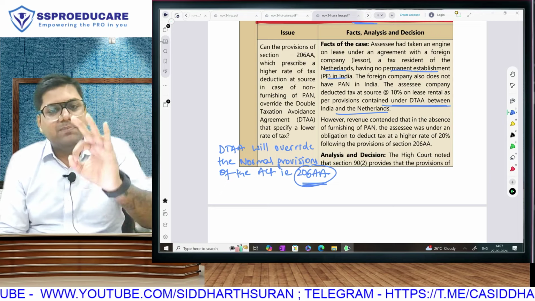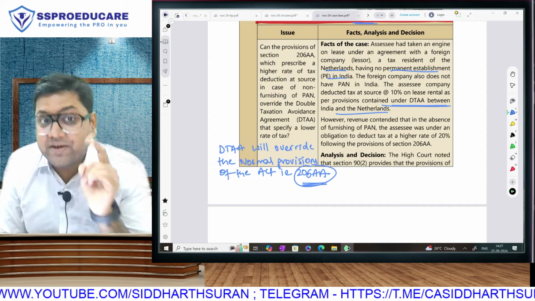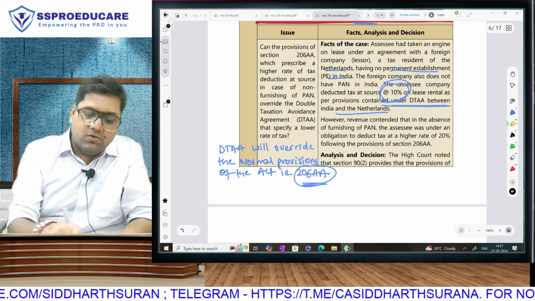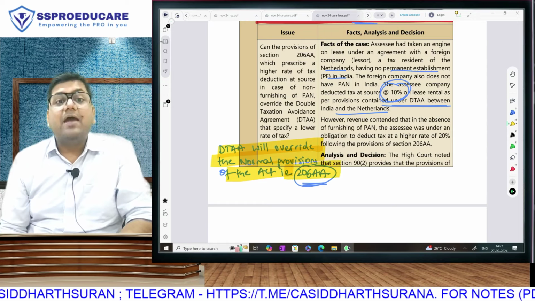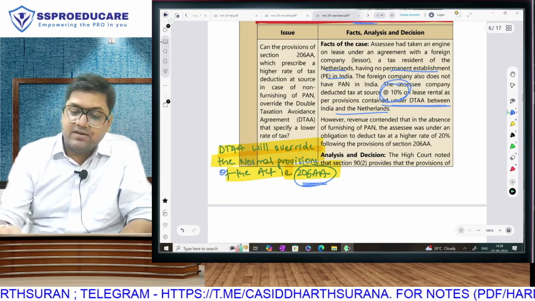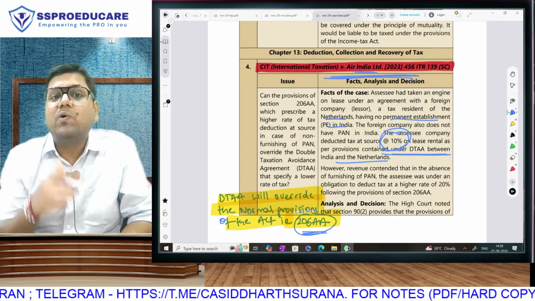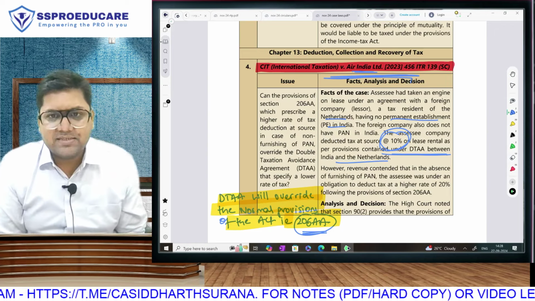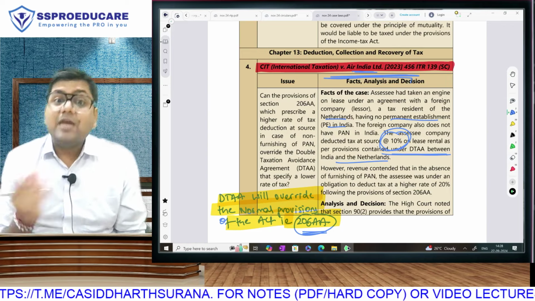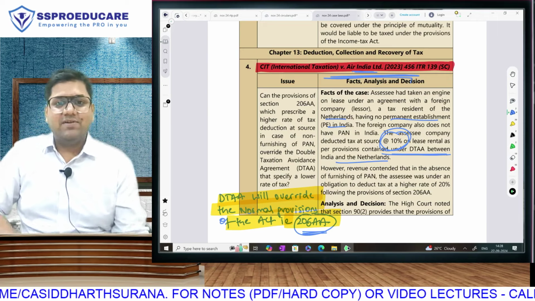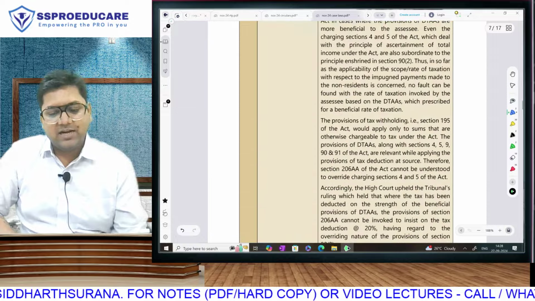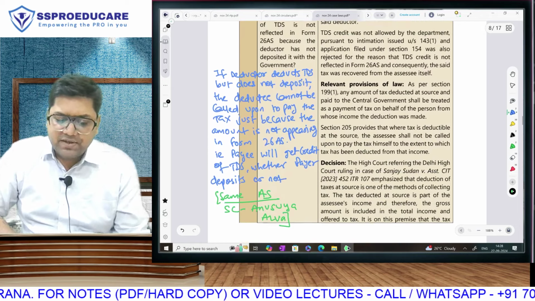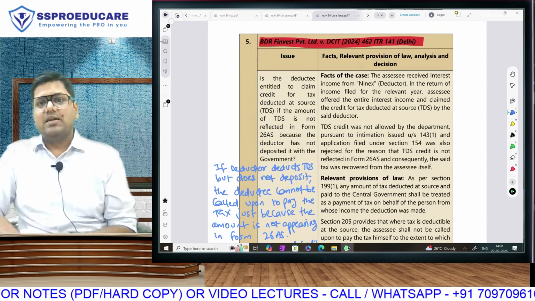One thing we all understand, that DTAA provision will override the Income Tax Act if it is beneficial. So if the DTAA rate is given as a beneficial rate, the DTAA will override the normal provisions, that is 206AA, and therefore the assessee is very much within its legal right to deduct TDS at the lower rate given in the DTAA. The lower rate given in the DTAA, if the assessee deducted TDS at that lower rate, that is absolutely okay, because the normal rate can become higher because of 206AA. But the DTAA rate will stay as it is. So whichever is beneficial, the assessee is rightfully deducting TDS as per the DTAA. Is this clear?